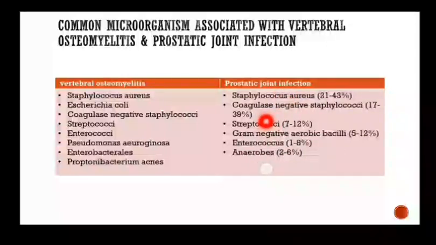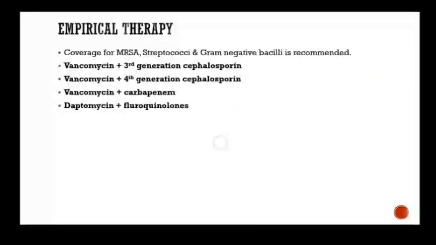Streptococci cause 7 to 12% of prosthetic joint infection. Gram negative aerobic bacilli cause 5 to 12% of prosthetic joint infection. Enterococcus causes 1 to 8% of prosthetic joint infection. And finally, anaerobes cause 2 to 6% of prosthetic joint infection. Vertebral osteomyelitis is most commonly caused by Staphylococcus aureus and E. coli. Now, empirical therapy for osteomyelitis.